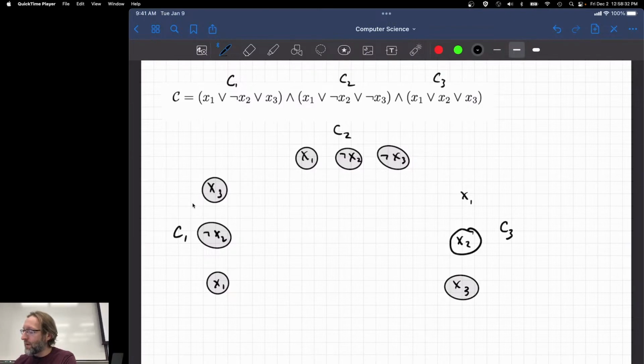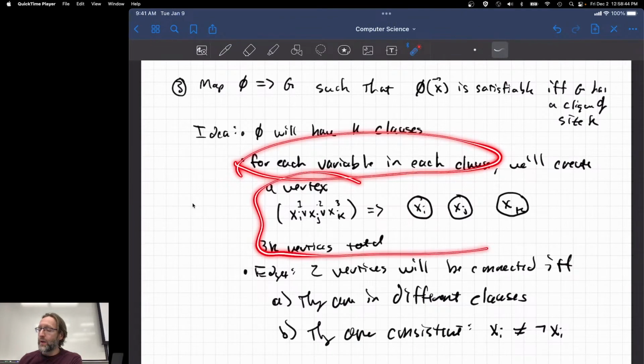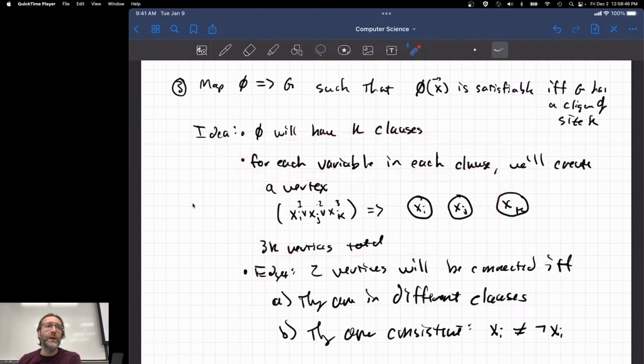There we go. I don't know why, by what standards a circle becomes a square under this drawing program, but whatever. There. I've taken care of all the vertices. All right. There are 9 total because there are 3 clauses, 3 variables each.